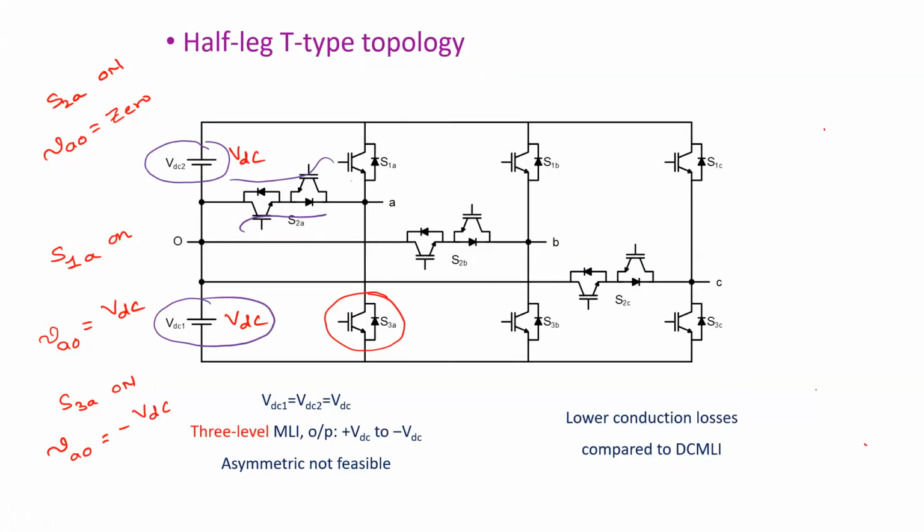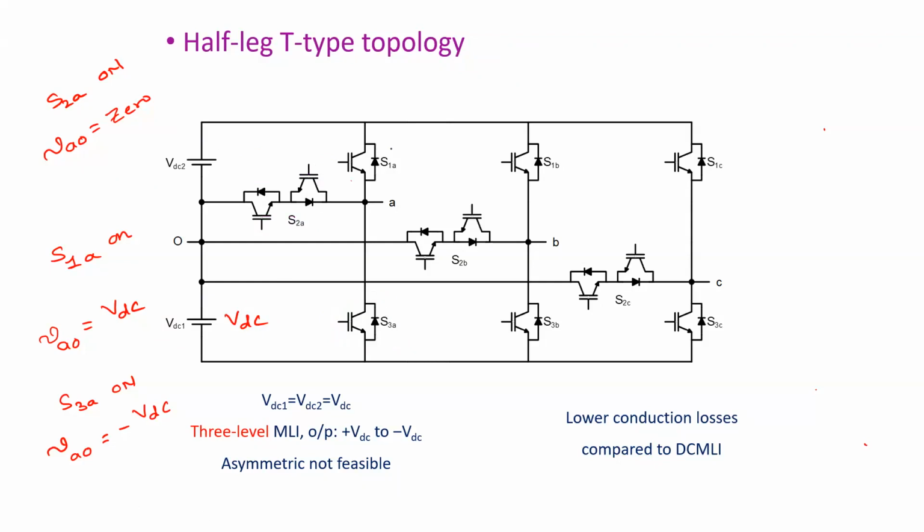With this T-type topology, one advantage is that the conduction losses are reduced, and another is that we can achieve the capacitor balance. Right. So what is the disadvantage here?